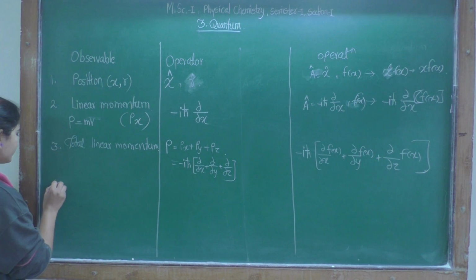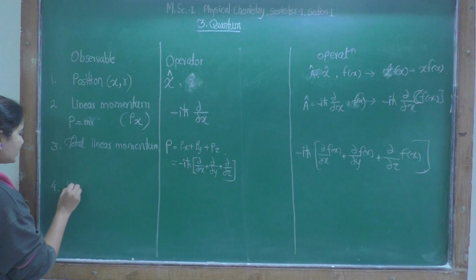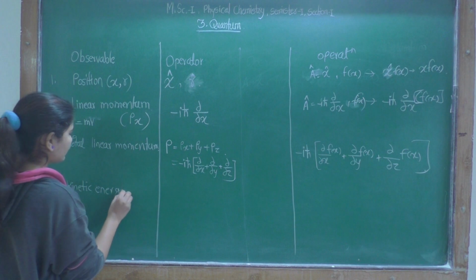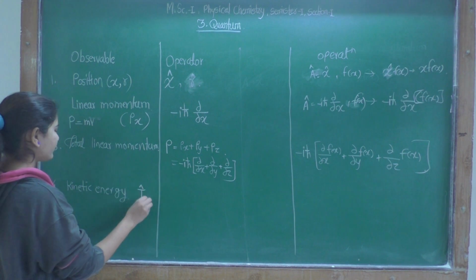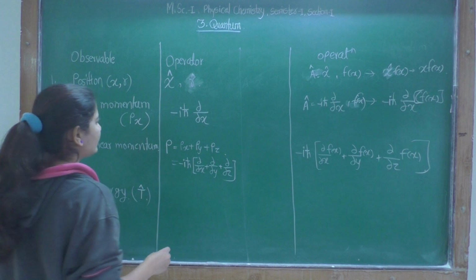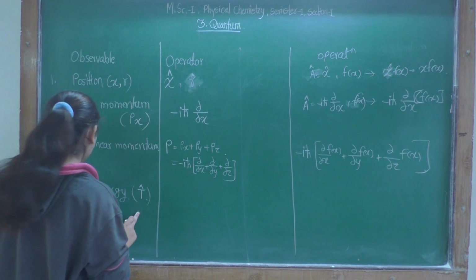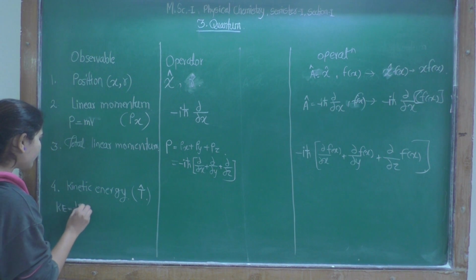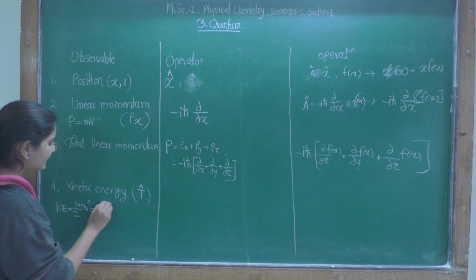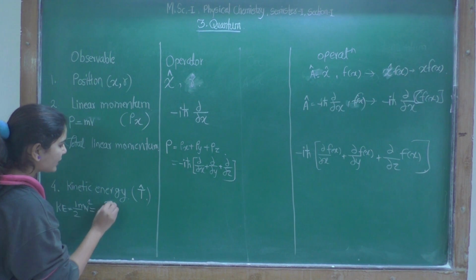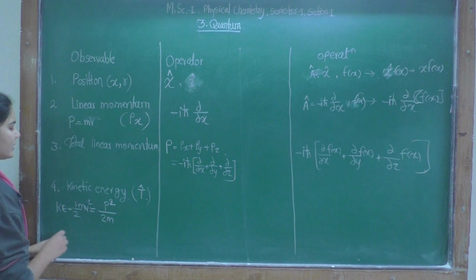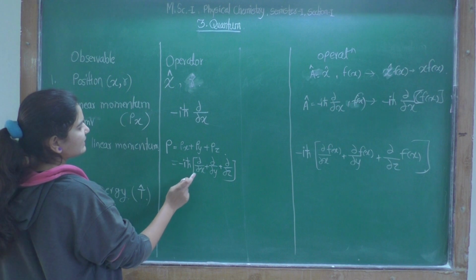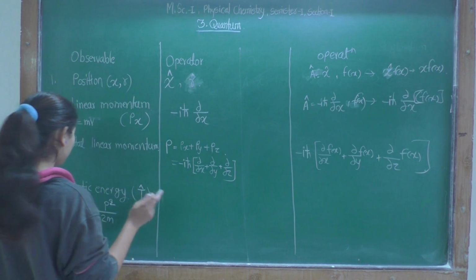Now, fourth is kinetic energy. Kinetic energy is the observable, and the operator is T cap. We know that kinetic energy is equal to half m v square, and it can also be written as p square upon twice m. We derived this formula in the last lecture. We know P now. What is P? It is minus i h cross times del by del x, del by del y, del by del z.